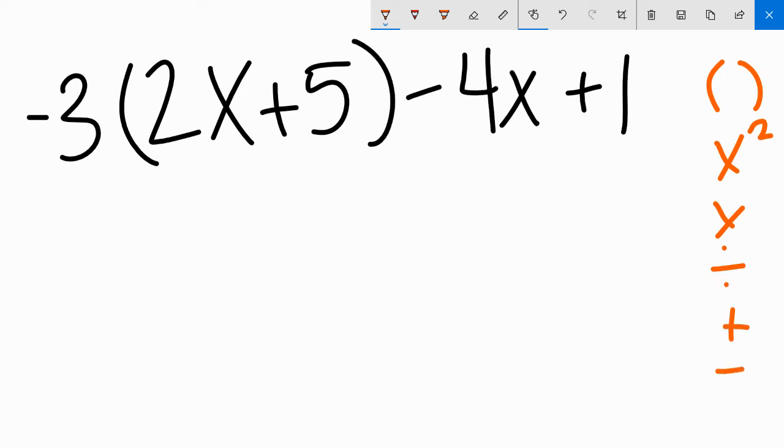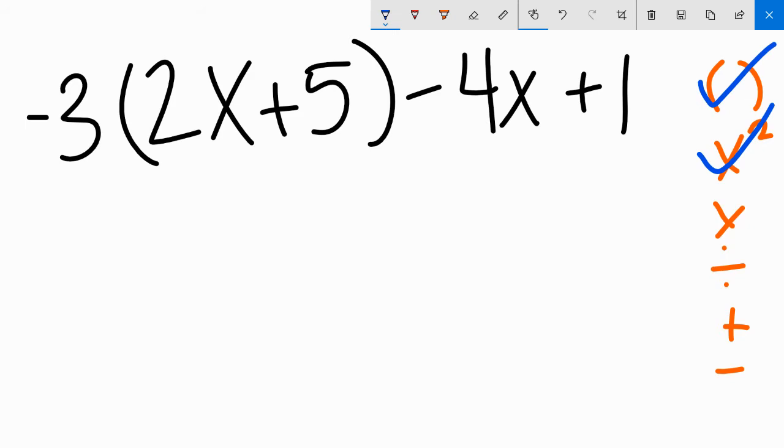So if we look here, first we're going to look inside the parentheses. Now, because neither of these things are like terms, what's in the parentheses is already in simplest form. So there is nothing else to be done with the parentheses. So I know that's done. Now, I don't see any exponents in this question, so we don't have any exponents.